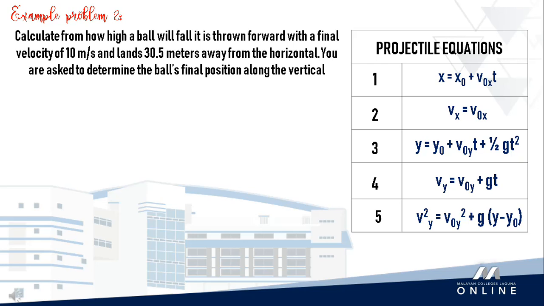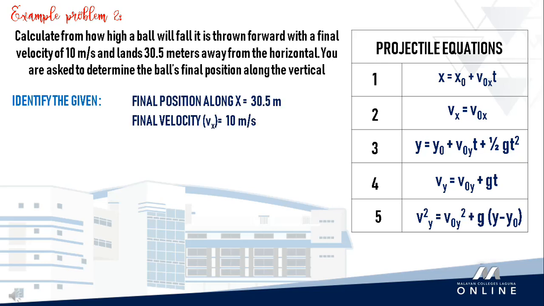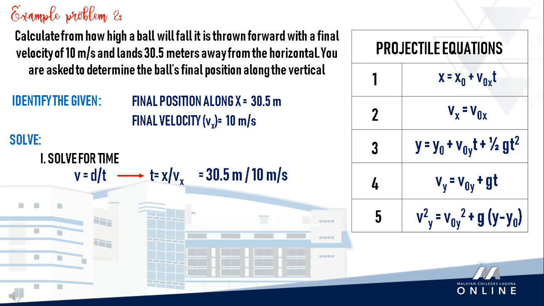In this problem, the final position along the horizontal x and the final velocity v sub x are given. Since we established that the elapsed time for both vertical and horizontal components are the same, we can use the formula v is equal to distance over time, which we can rearrange and appropriately label as t is equal to x over v sub x. Substituting the values and performing the operation, we will have the elapsed time as 3.05 seconds.